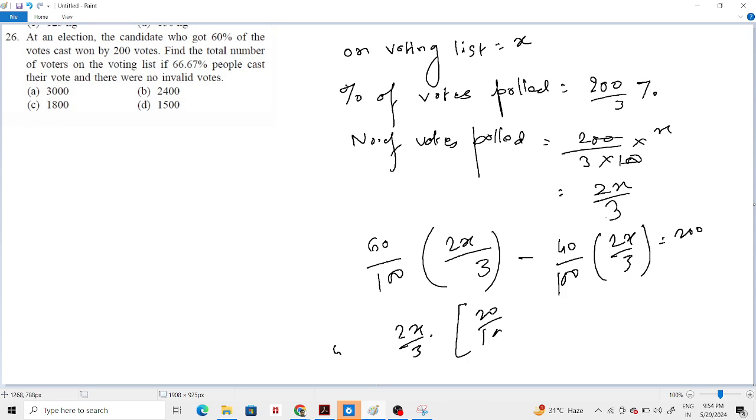so that is going to give me 20 by 100. It's going to 200. Okay, so that is going to give me 10. So 2x is equal to 3000 and x is 1500.